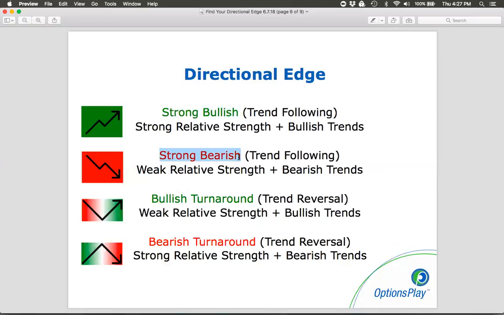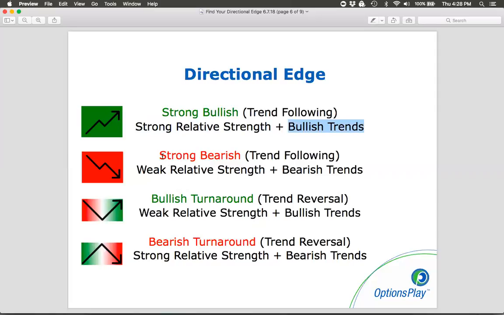These are really easy to remember because this is where the relative strength and the trends line up. So think of these as trend following methods. A strong bullish stock is a stock that has strong relative strength, meaning that it's outperforming the overall market. It is one of the top performing stocks in the market, and it's exhibiting bullish trends. So not only is it strong, it's likely to continue being strong. These are what we call strong bullish candidates.